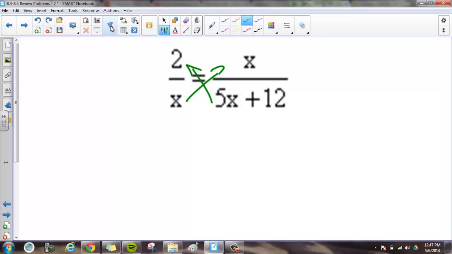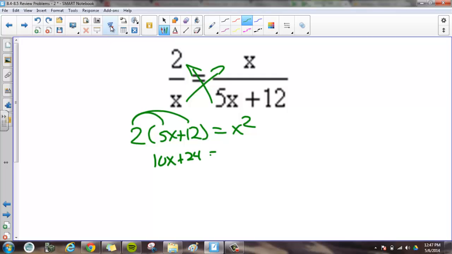Let's find the other one with the equal sign. Oh, here. Gadahoon, this one's for you. Okay, we're going to do cross multiplication. Bring that up there, bring that up here. So I get 2 times 5x plus 12 equals x squared.